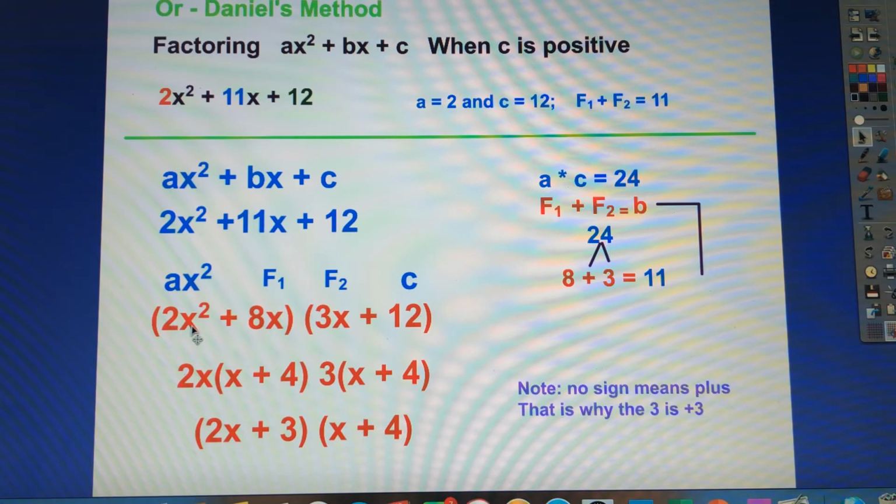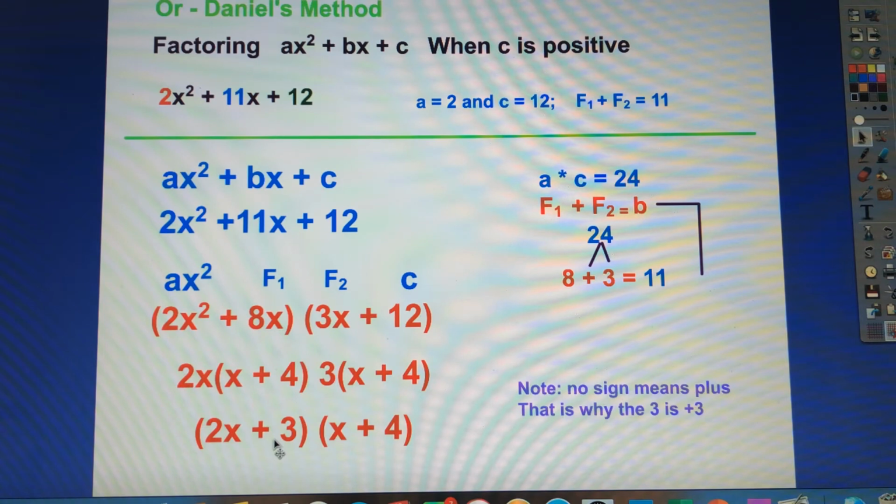2x goes into 2x squared x times. 2x goes into 8x 4 times. Common factor, 3. 3 goes into 3x x times. 3 goes into 12 4 times. Notice what just happened. X plus 4 is a common binomial. I bring it down. 2x plus 3 becomes my second binomial.